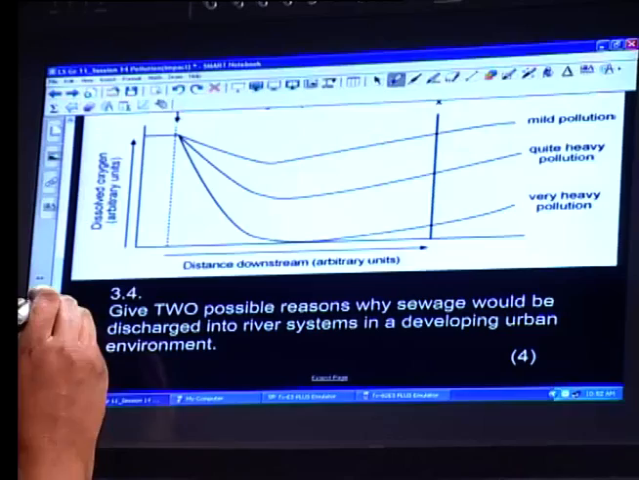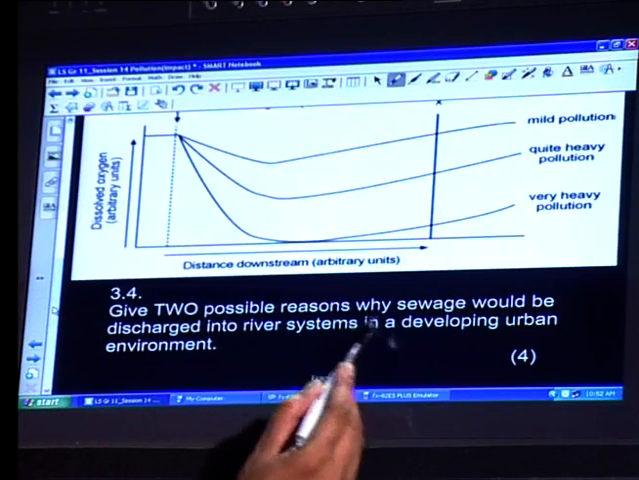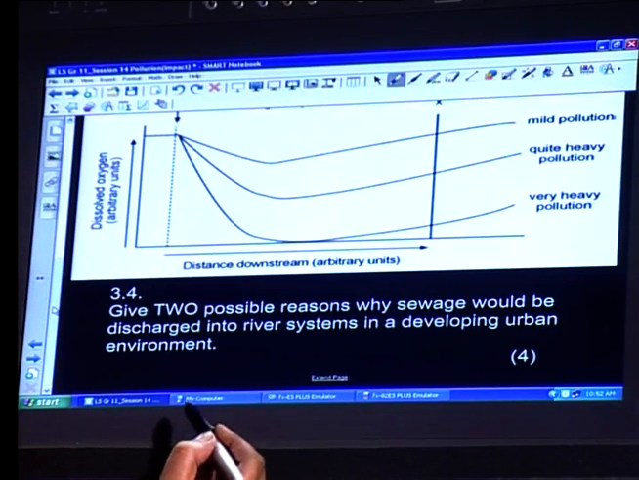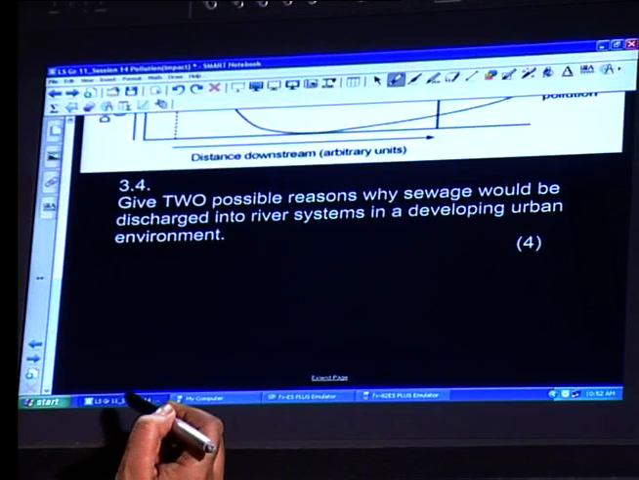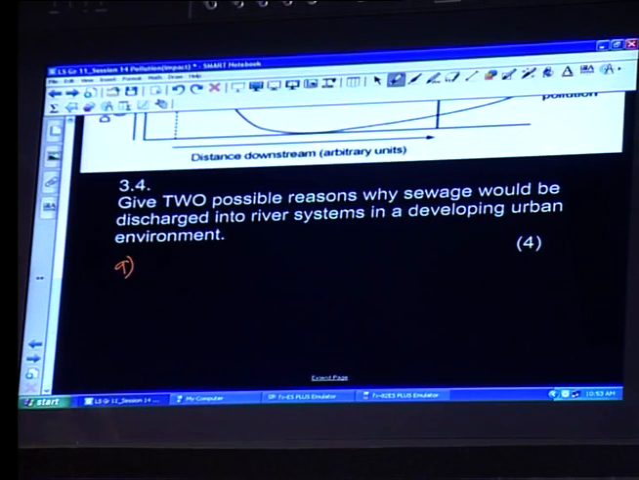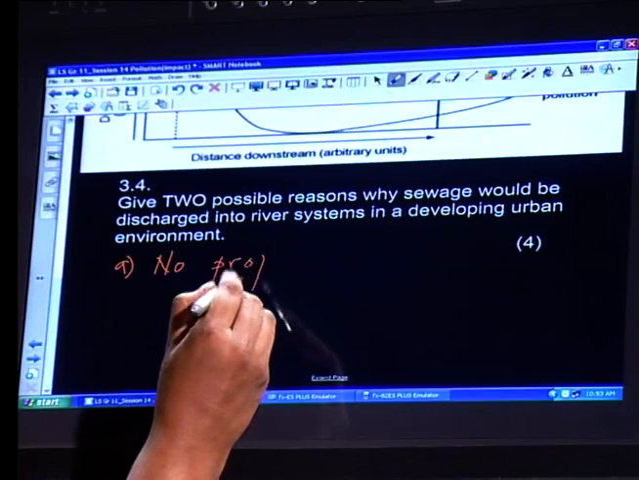We go now to 3.4. Give two possible reasons why sewage would be discharged into a river system in a developing urban environment. Now, why will sewage be found in a river? Simple reason is that there's no proper sanitation systems in place in that community. So there's no proper sanitation.